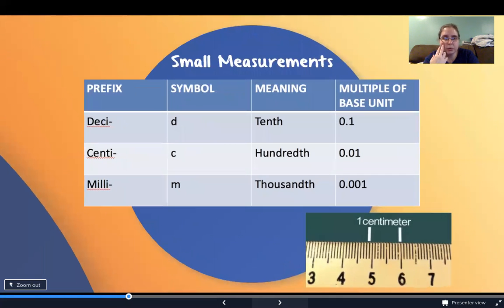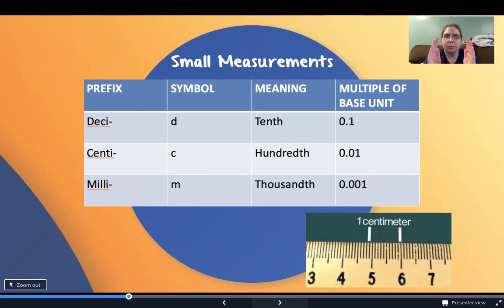So here are some examples of small measurements, specifically the prefixes. You always start off with a base unit like meters, but then you can talk about smaller versions of it by adding one of these prefixes to it. So a decimeter is 1/10 the size of a meter. So if this is a meter, a decimeter would be 1/10 that size.